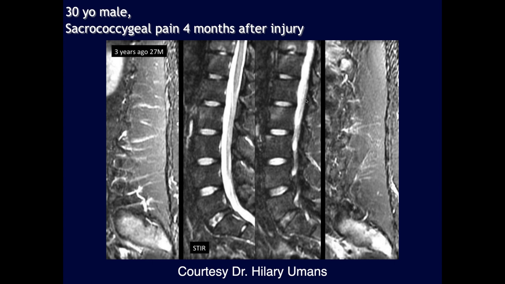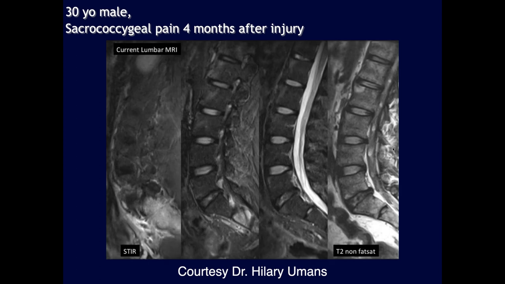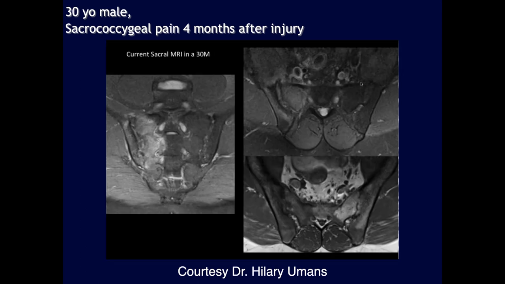This is a 30-year-old male with sacrococcygeal pain 4 months after injury. You can see on the study 3 years ago when he was 27, he had some increased signal. And then here on the STIR images, he has the mild increased signal along the anterior superior end plates. You can call them shining corners down here. This can be seen with early ankylosing spondylitis.